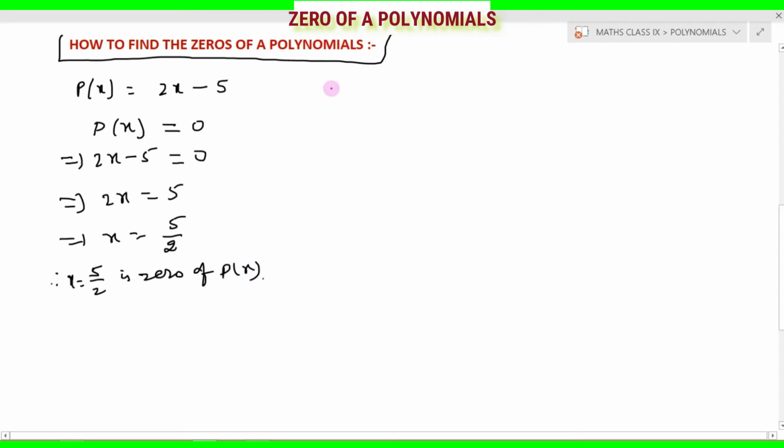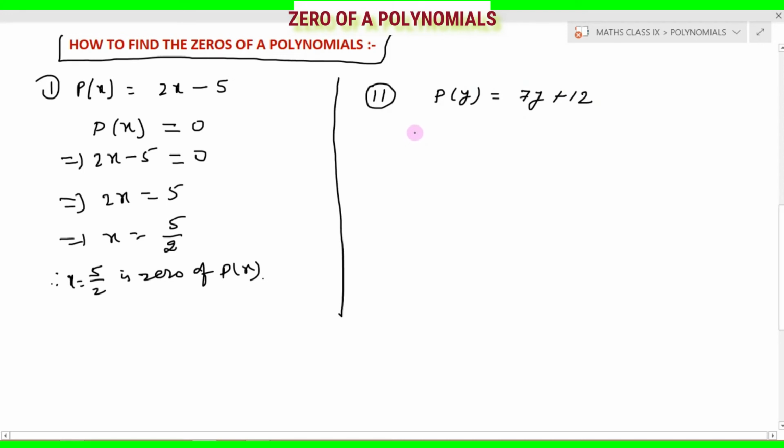Okay. Take one more example to understand. This is our first example. I am taking one more example to make you clear how to find the 0. Suppose the question is a polynomial is p(y) and this is given 7y plus 12. Question is find the 0 of this polynomial.